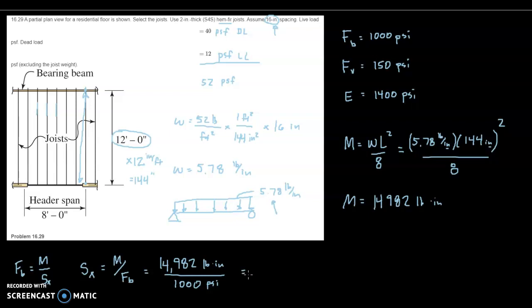And so this is going to give us 14.982 inches to the third power. Or we could just round that up, I suppose, to say 15 inches to the third is what we're going to need from our chosen timber.